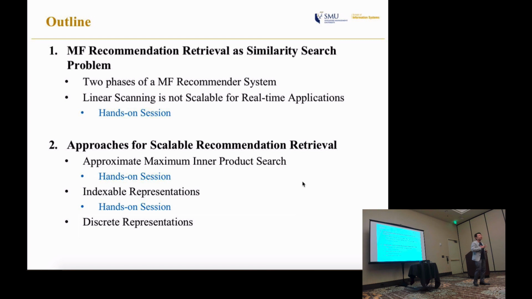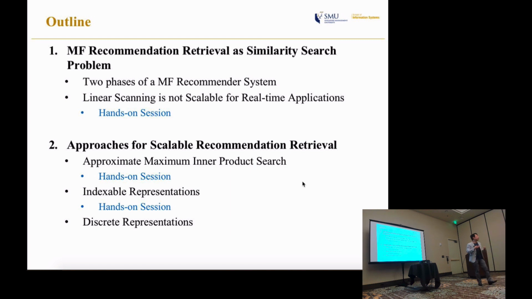So there are two parts to the tutorial. The first part is essentially an introduction and overview. We will establish the problem of recommendation retrieval itself. We'll talk about how recommendation actually has two phases. There is the offline phase when you learn the preferences of the users, and then there's the online phase when you deliver these recommendations to the users when they come to the application.